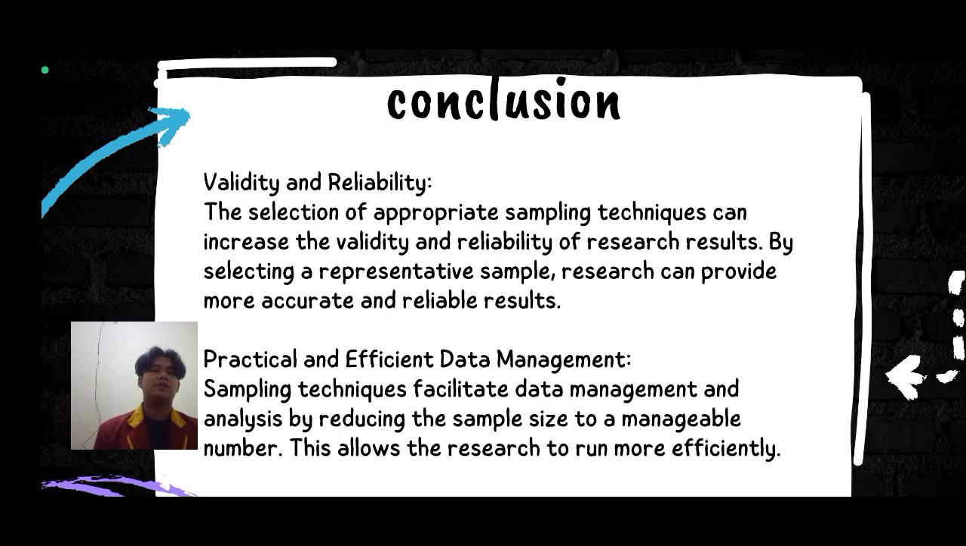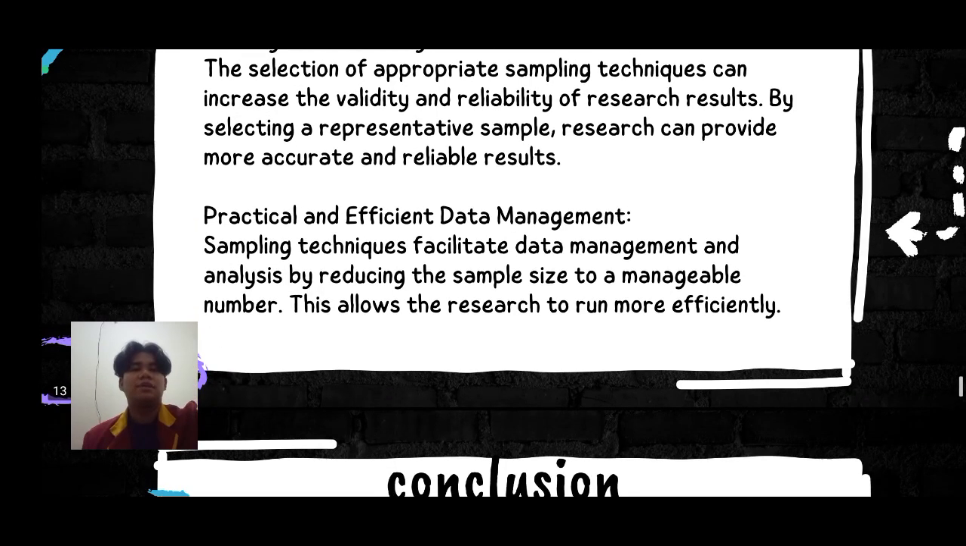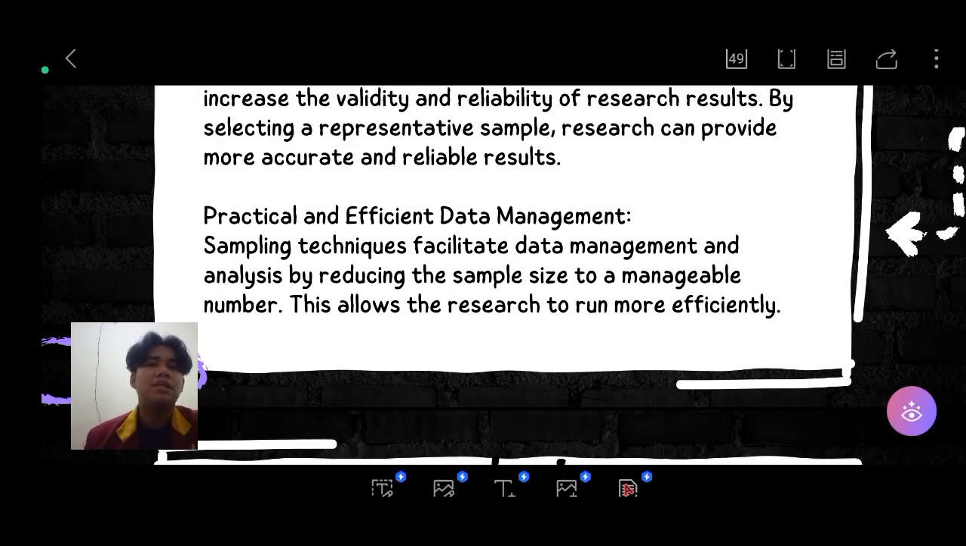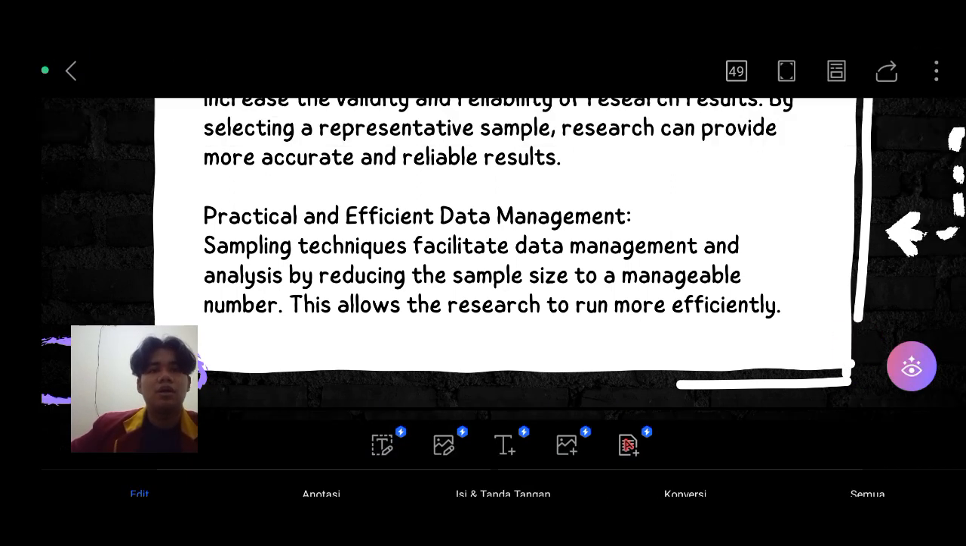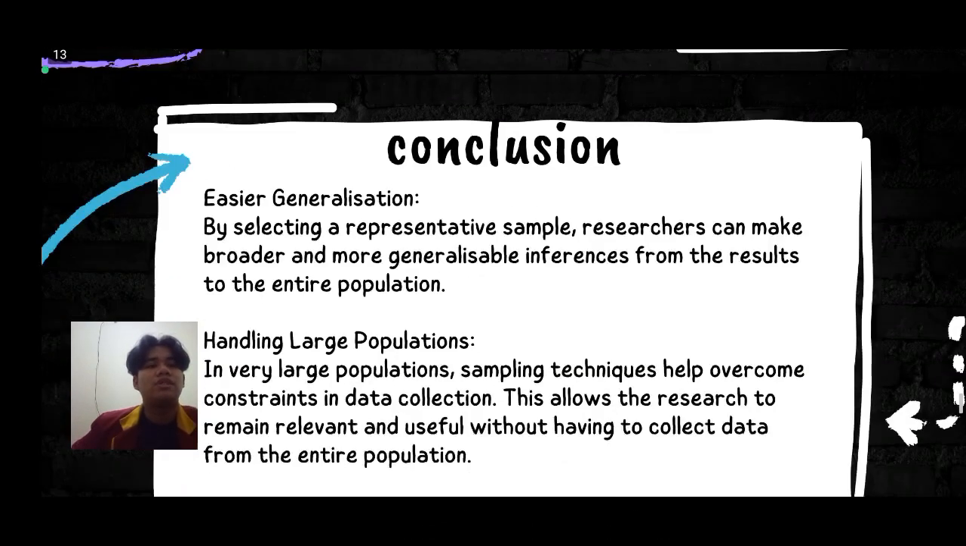And then validity and reliability. The selection of appropriate sampling technique can increase the validity and reliability of research results. By selecting a representative sample, research can provide more accurate and reliable results. Practical and efficient data management. Sampling technique facilitate data management and analysis by reducing the sample size to a manageable number. This allows the research to run more efficiently.